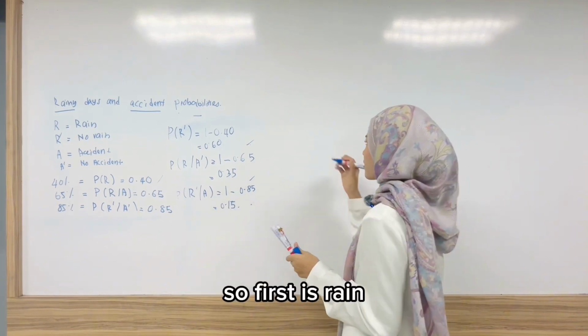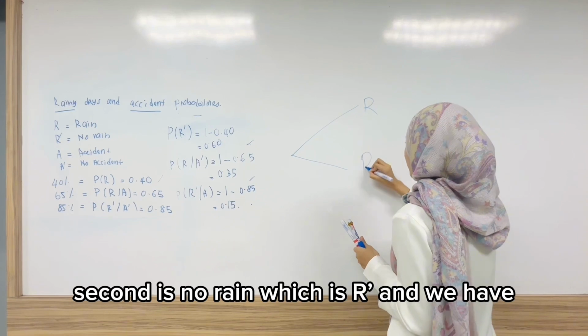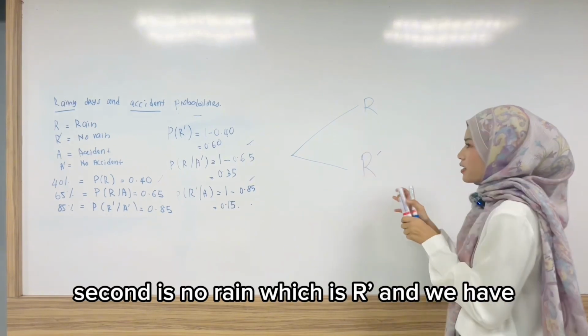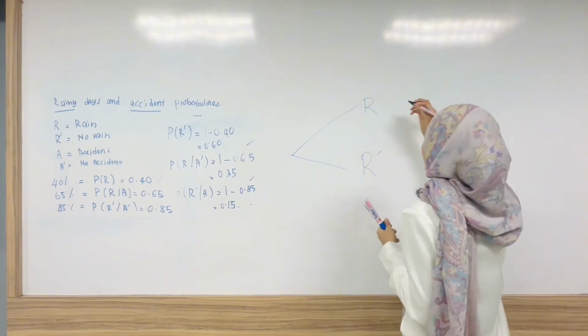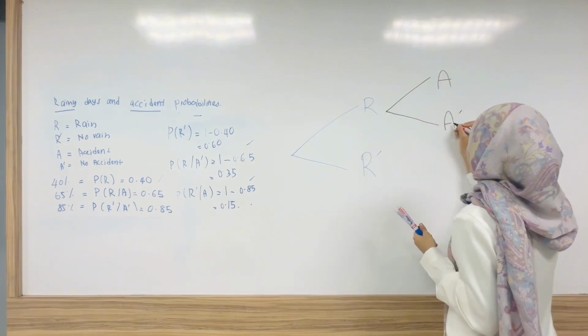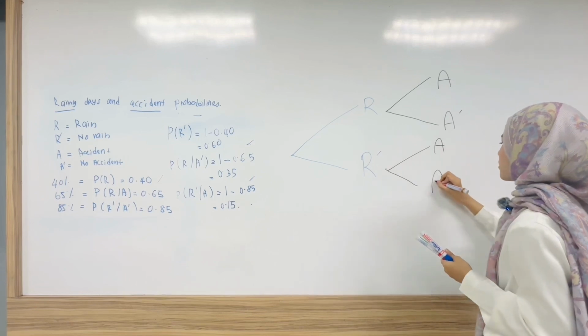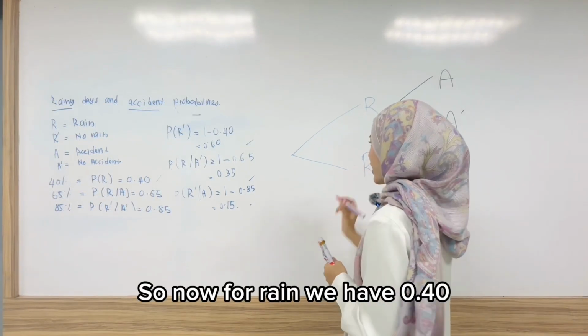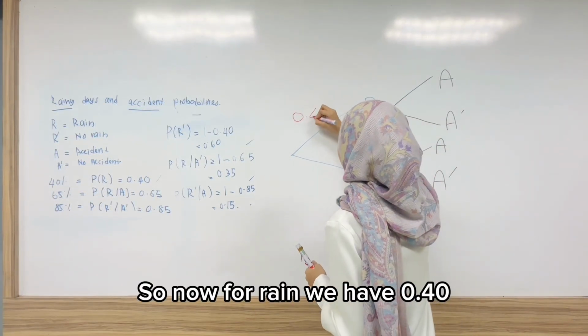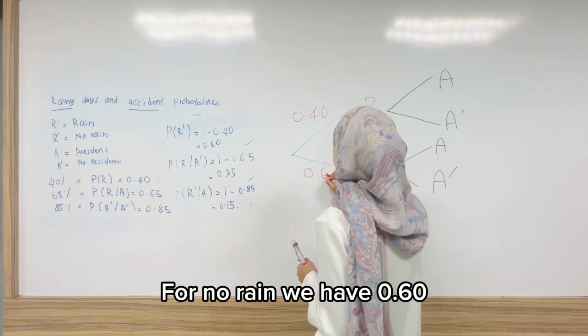So first is rain. Second is no rain, which is R prime. And we have accidents and non-accidents, A prime. Same for R prime, accidents and non-accidents. Now, for rain, we have 0.40. For no rain, we have 0.60.